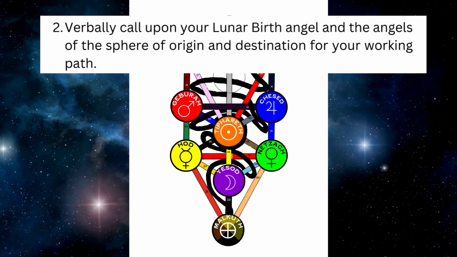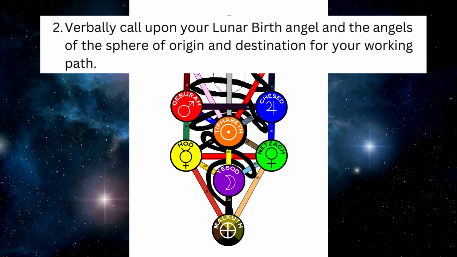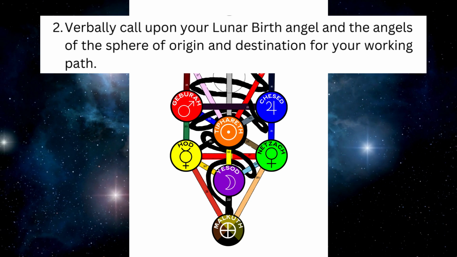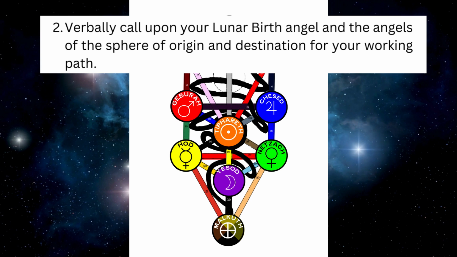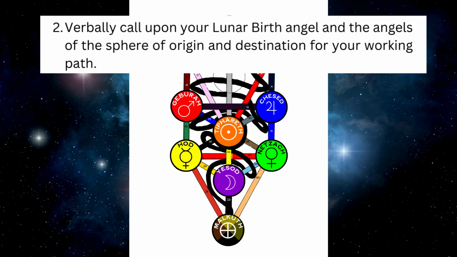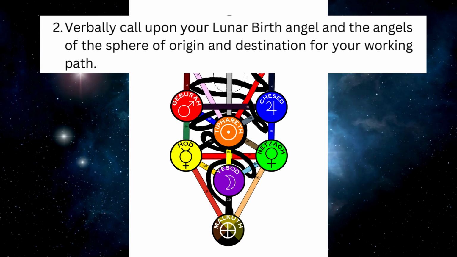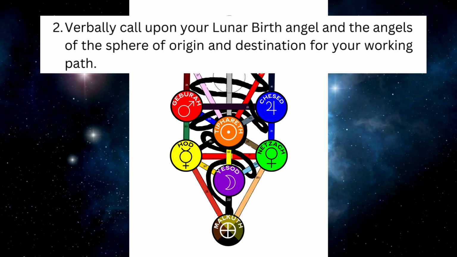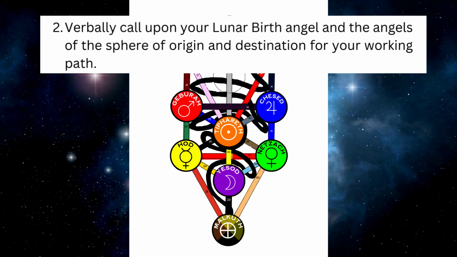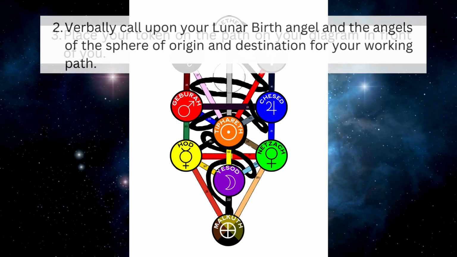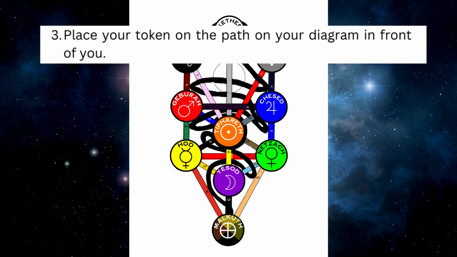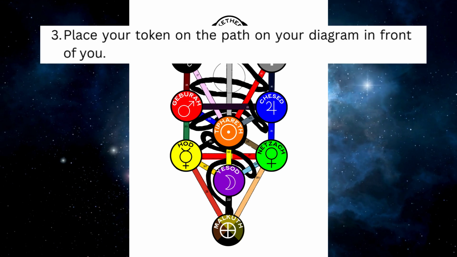Avoid being too formal with your verbal prayer. Something from the heart is fine. Say something like, Raphael, Sandalphon, and Gabriel, please be here, guide me, protect me on my journey, and help me awaken gently as I walk along the way. Blessed be. Then you will place your token on the path of your diagram in front of you.